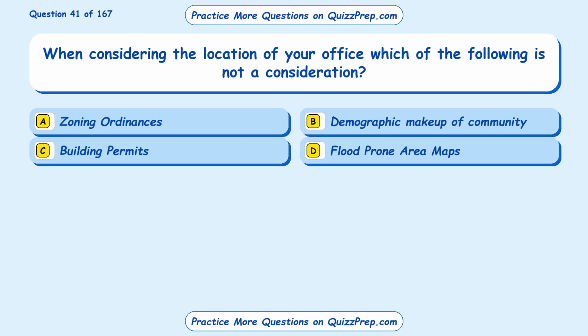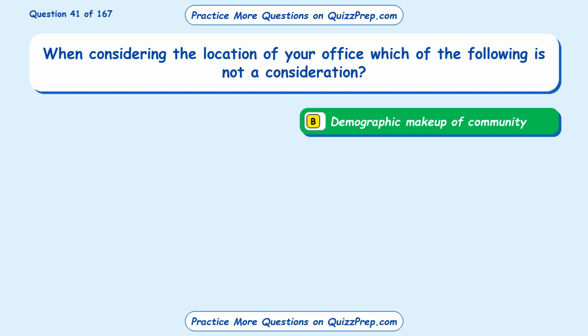Question 41. When considering the location of your office, which of the following is not a consideration? Option A, zoning ordinances. Option B, demographic makeup of community. Option C, building permits. Option D, flood-prone area maps. The correct answer is option B, demographic makeup of community.